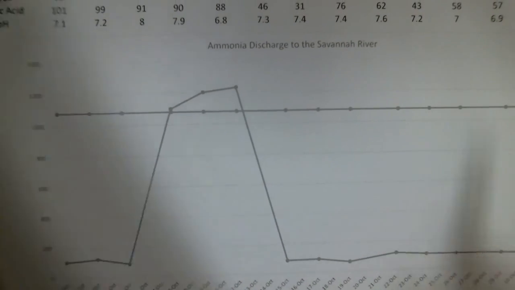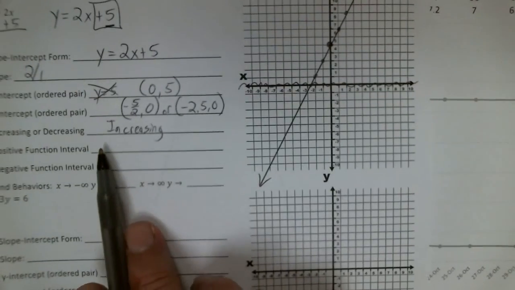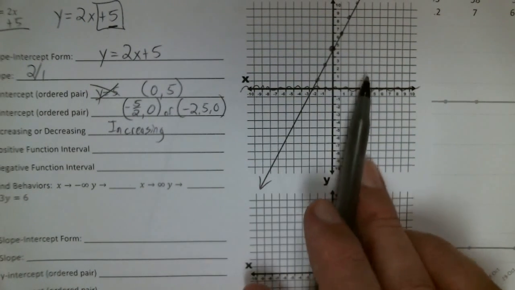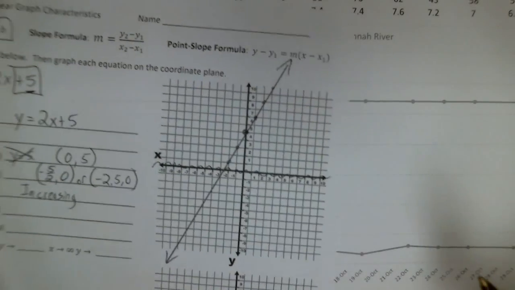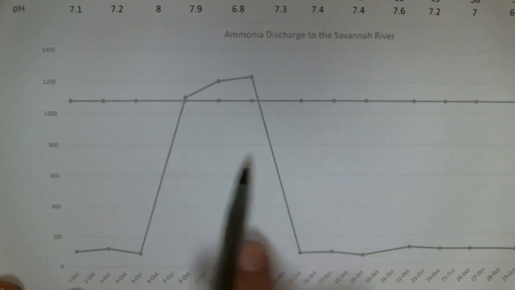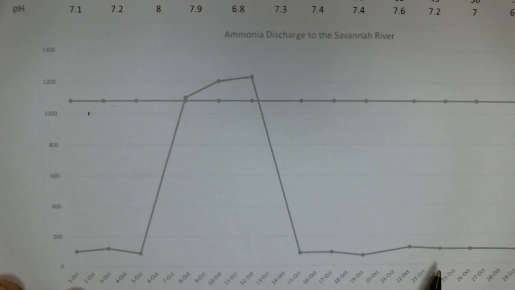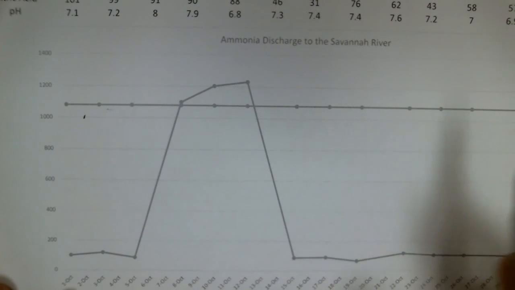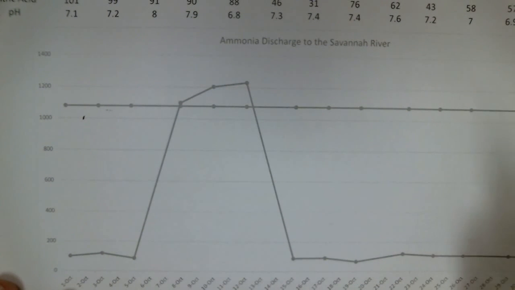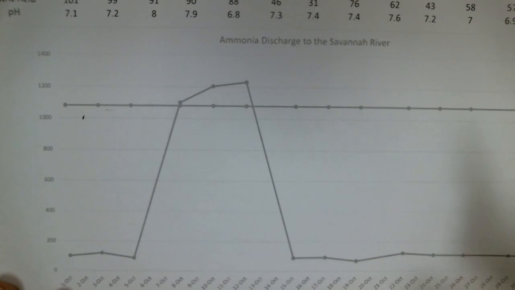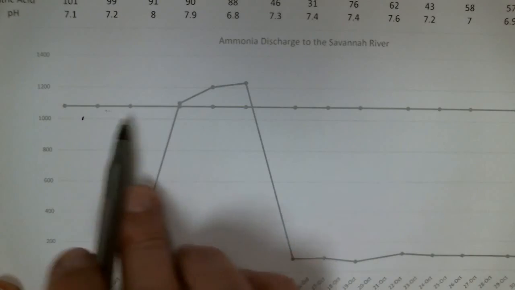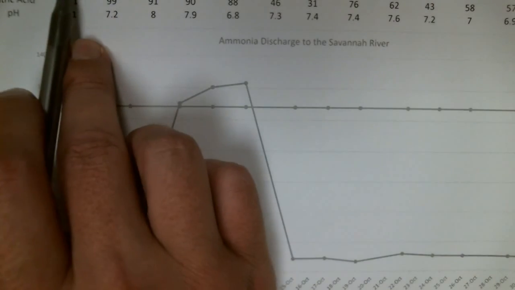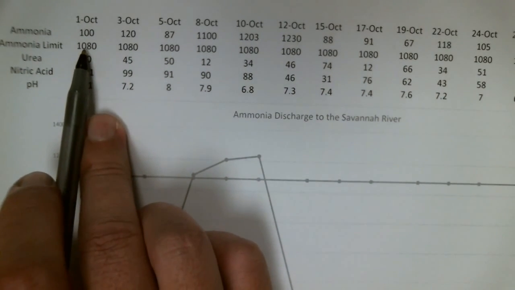So in math class, we're asking what is the positive and negative interval, and we say, where's it above or below the x-axis? Well, in the real world, we don't have an x-axis. In the real world, we have money and dollars and pounds of ammonia and time, and we have limits. It could be hospital data. It could be data from a law firm. It could be all kinds of stuff. I had this line that I wasn't supposed to go over. Instead of it being the x-axis, this was 1,080 pounds of ammonia.